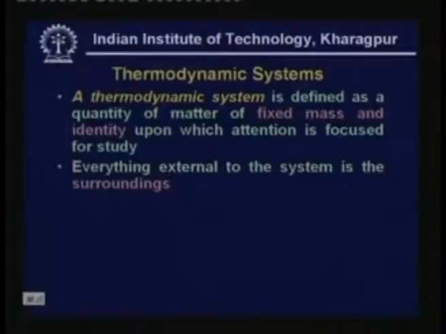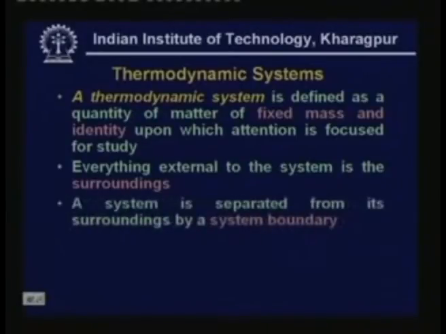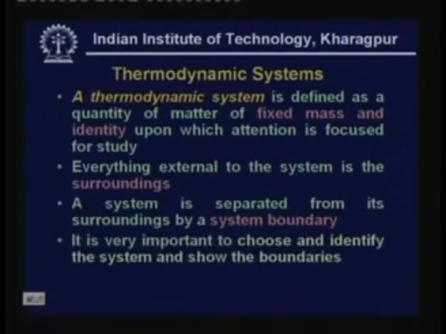And everything external to the system is called surroundings. Generally a system is separated from its surroundings by what is known as a system boundary. In any thermodynamic problem, or any thermal engineering problem, it is very important, and in fact it is the first step, to choose and identify the system properly and show the boundaries. That means there should not be any ambiguity as far as the system and its surroundings are concerned.